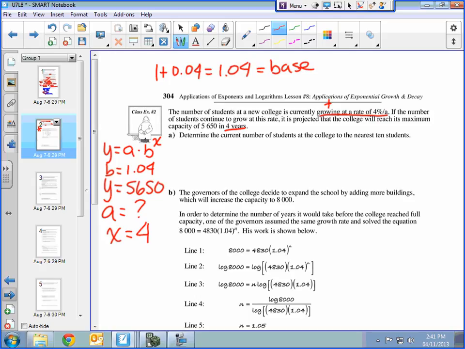So if you have to do this for the questions, this might make it a lot more simple and laid out for you guys, okay? So now that I know this, I'm solving for a. Okay, so I have y equals a times b to the x. So I have 5650 equals a times my b is 1.04 to the exponent 4. You just have to isolate your a here.